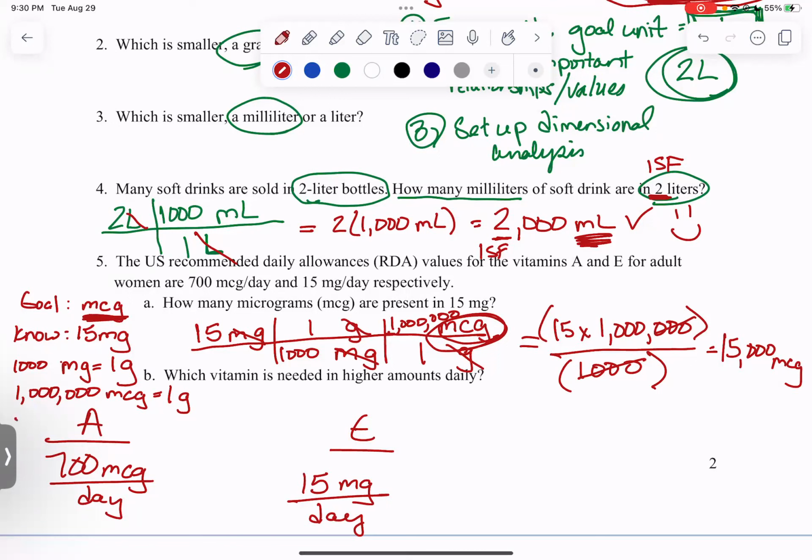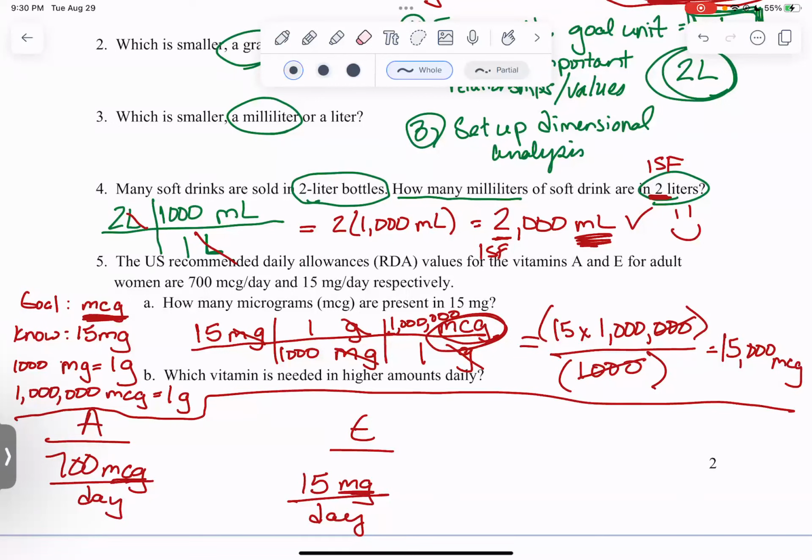Okay, so this was kind of part of the above. All right, so which vitamin is needed in higher amounts daily, vitamin A or vitamin E? Well, we see from the initial problem that A needed 700 micrograms per day. E needs 15 milligrams per day. I can't do that perfect comparison because milligrams and micrograms are different.